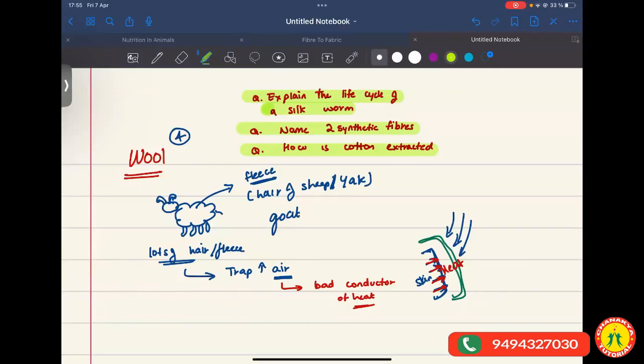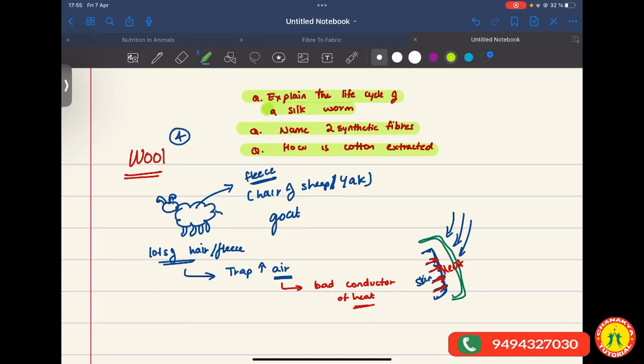In that time, what you use is cotton. Cotton clothes do not trap air. They are not like the hair that you get from animals. They are plant fibers. They are actually good conductors of heat. They allow all the heat of your body to go out.